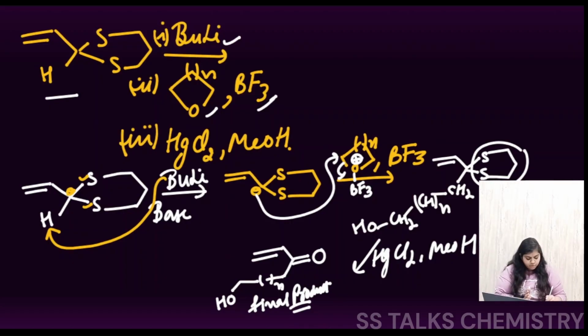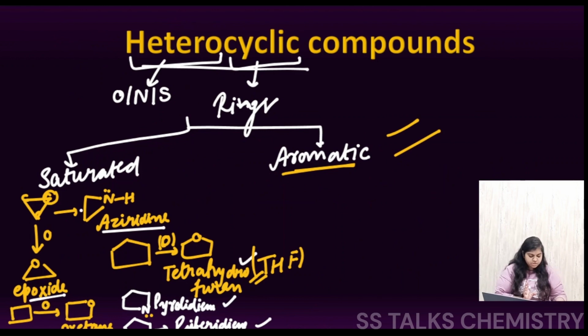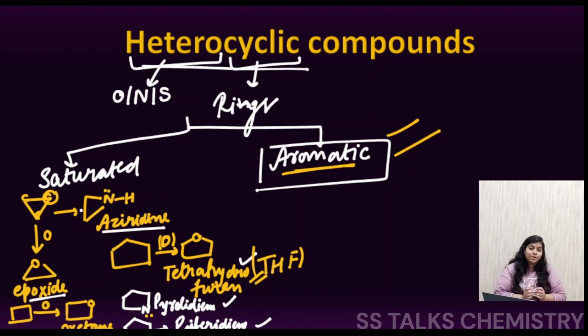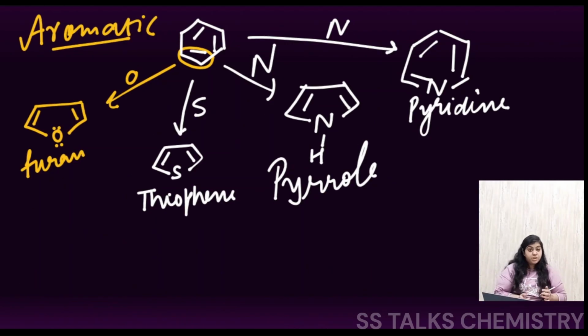So this was about saturated heterocyclic compounds. Only this much is important from the examination point of view; not many more details are generally asked. The main thing is the aromatic heterocyclic compounds, which we will look at from the next class. All of these heterocyclic compounds, be it furan, pyrrole, thiophene, pyridine, we are going to discuss one by one in the next lecture.